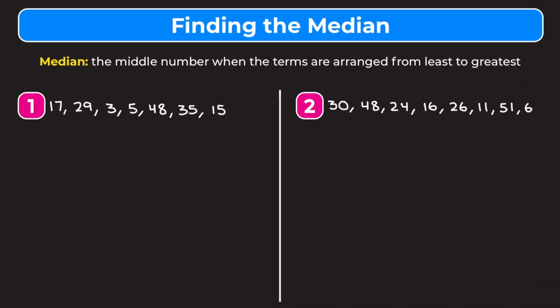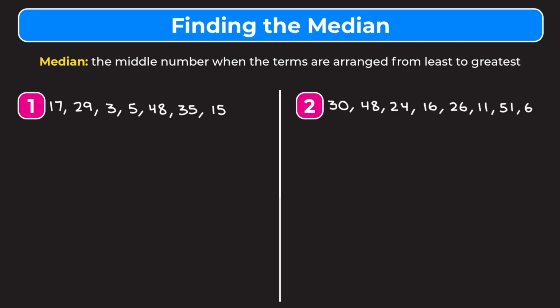In this video, we're learning how to find the median of a set of numbers. And if you look at the top of the screen, it says the median is the middle number when the terms are arranged from least to greatest. So if we take a look at example 1, we have this set of 7 numbers, and what we want to start by doing is arranging them from least to greatest.